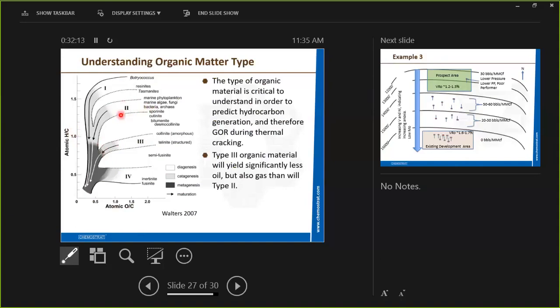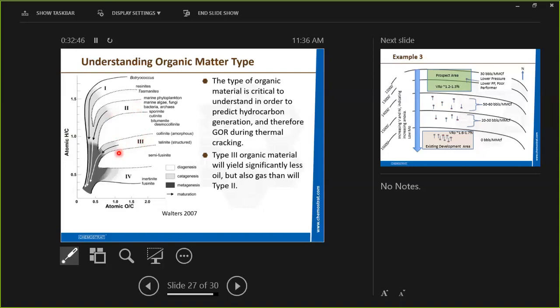And so it has a much higher generative potential. In other words, it can generate substantially more volume of oil than something that's type 3. And in fact, that oil can crack to gas and be substantially higher volumes of hydrocarbons. So sometimes people think, well, I've got a type 3 kerogen, it means they're just going to make gas. That's fine, but you may not make as much gas as you might see with some of the type 2 that exists.